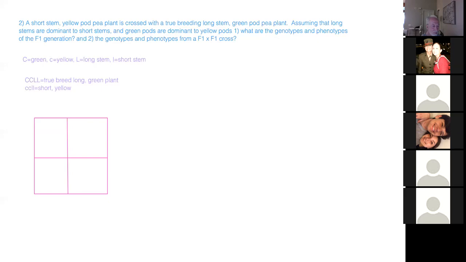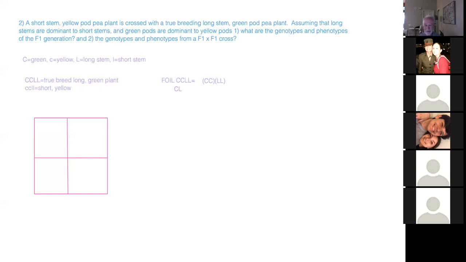for CCLL, if we look at firsts, we'll get a capital C and a capital L. So think of it like this. Break it down into each of the traits that we're looking for and the two alleles for each trait. Do you follow why we set it up this way? Yeah, sure.